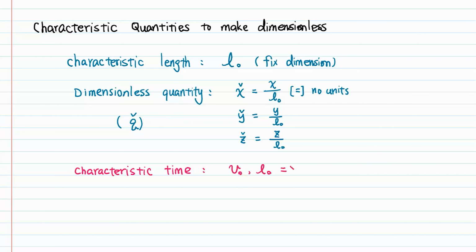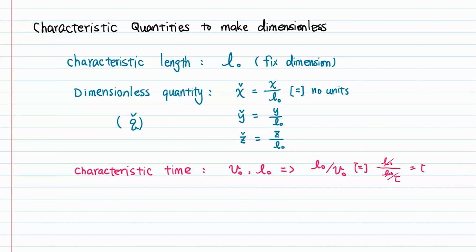And basically that would be what? That would be L naught divided by v naught, right? Because if you look at the units, what's in the unit would be what? You have distance over time, right? So the distance cancels out and you now have a characteristic unit of time.